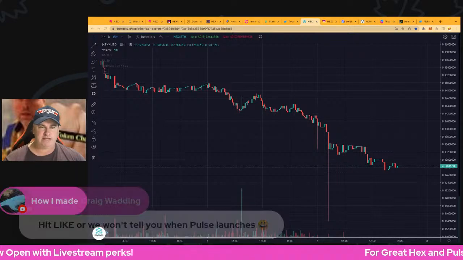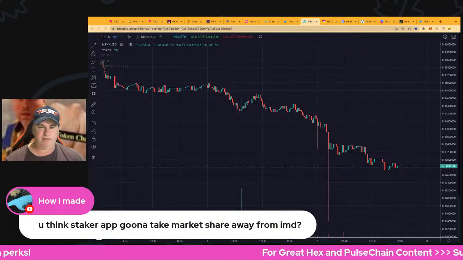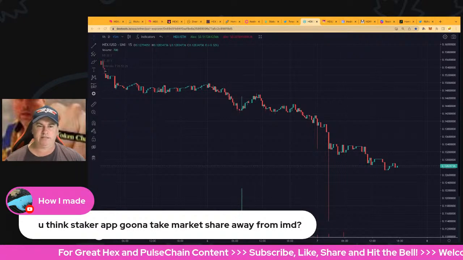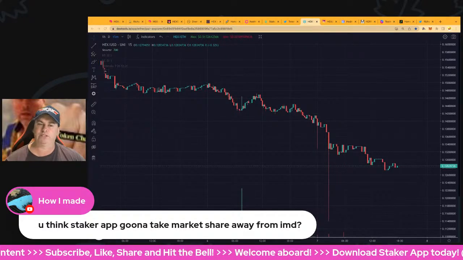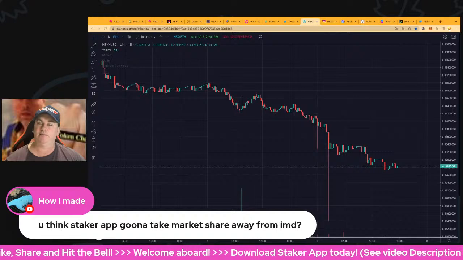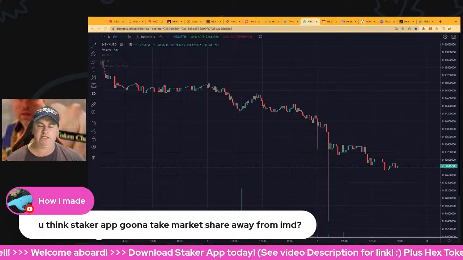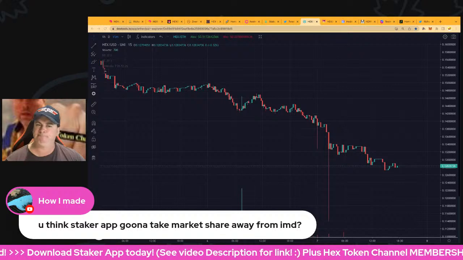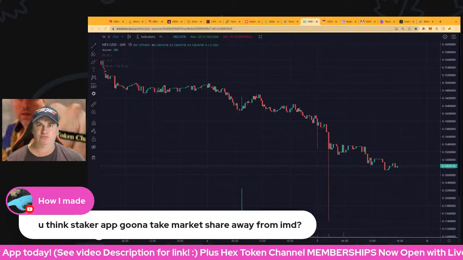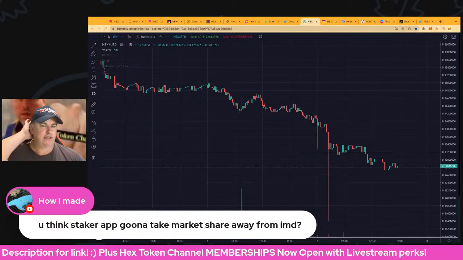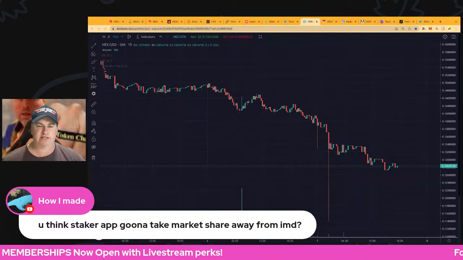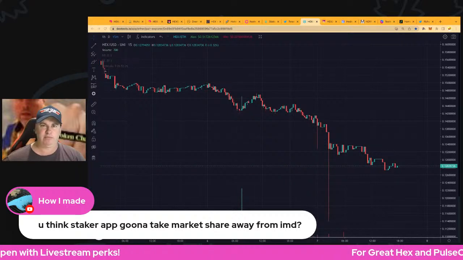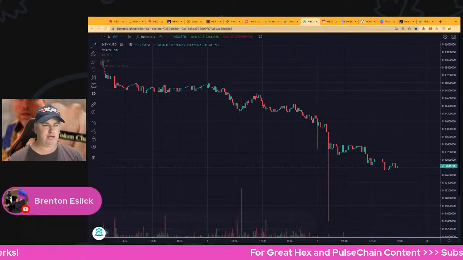Cool. How I Made It says, do you think Staker App is going to take market share away from IMD? Of course they can do that, and I think that's always possible. It could be competitive there. Let me think about that. Definitely possible there, How I Made It. I never thought about that actually. That's a good observation. Staker App is really good. The developer for IMD is going to be the AMM bot harvester that Richard's got, apparently, so he's obviously going to be good. But Staker App, they're pretty clever, those guys.